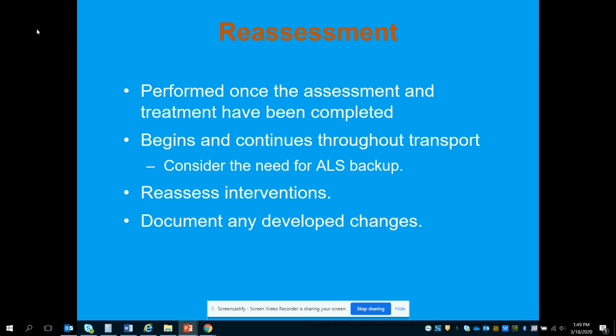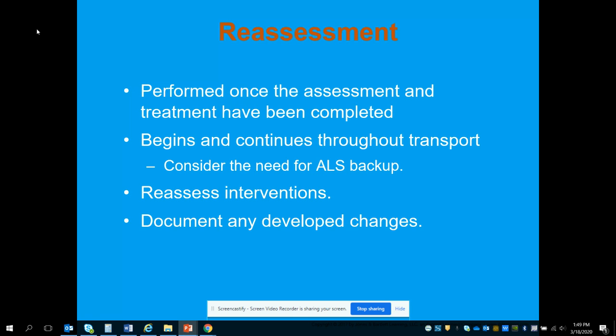All right, so when it's time to reassess our patient, and this is likely being done on our way to the hospital, then we're going to fall back to if the patient is stable, then we're going to reassess every 15 minutes. And if they're unstable, we want to reassess about every 5 minutes.